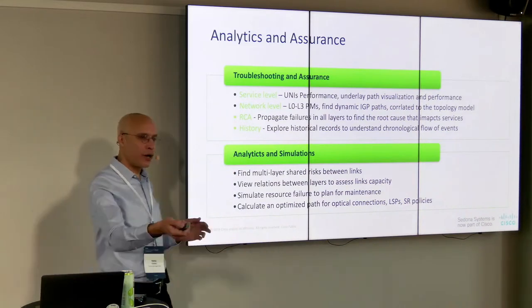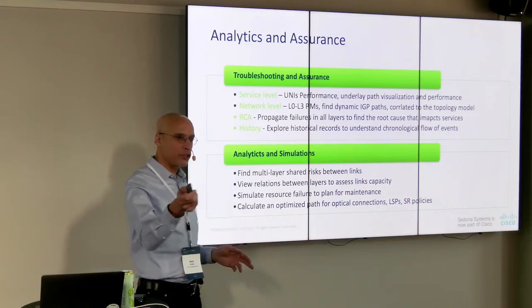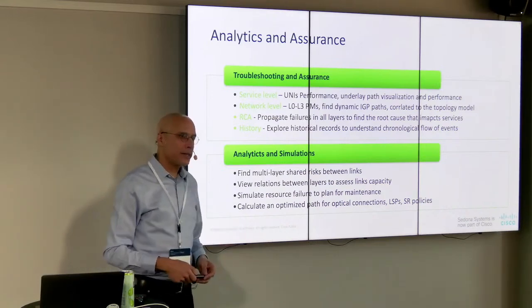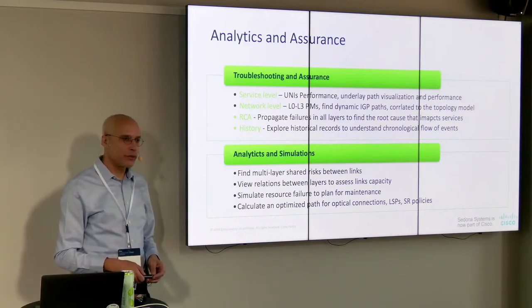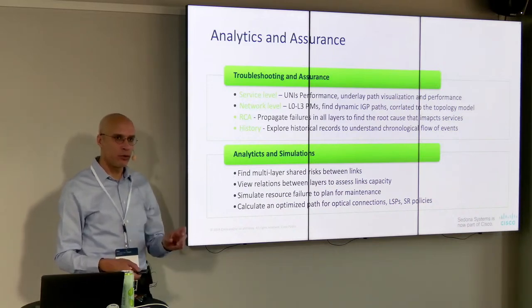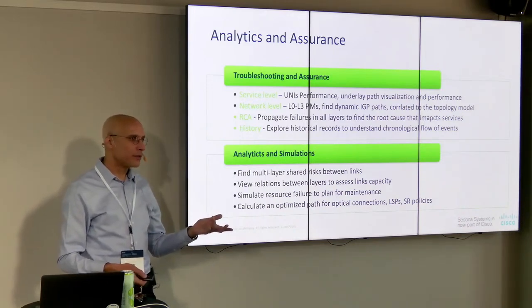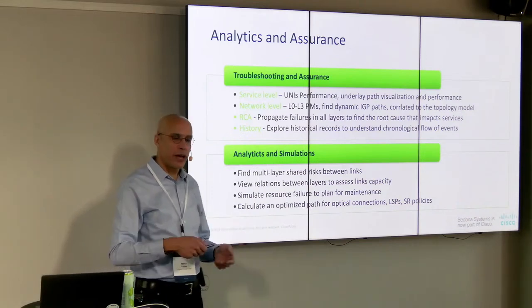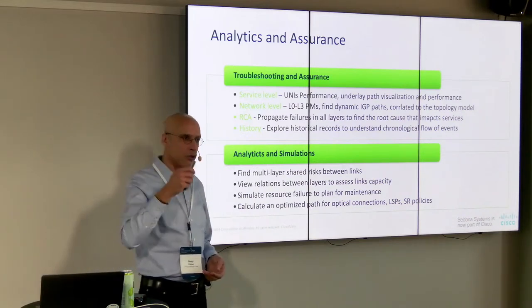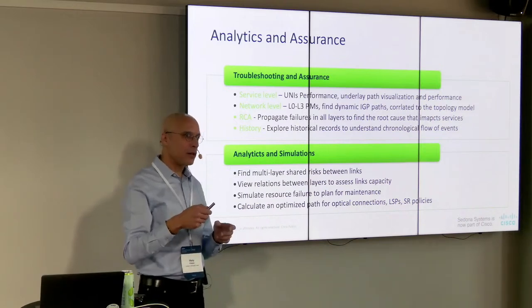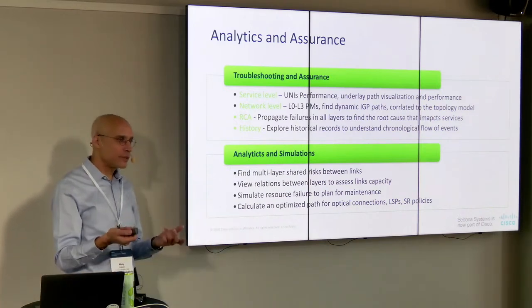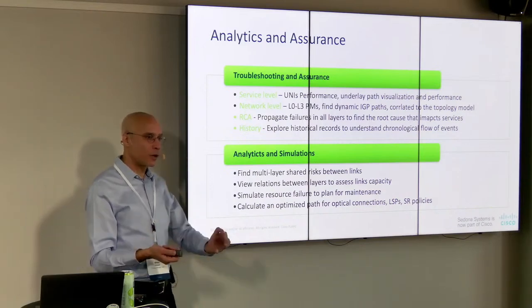They have a wavelength that they have from one location to another. And now they ask themselves, what is the capacity of this wavelength? Is it close to being full? A lot of traffic on that? No one measures that. Since we have the multi-layer, we're able to show you how many actual tunnels, actual services are traversing over this optical link.